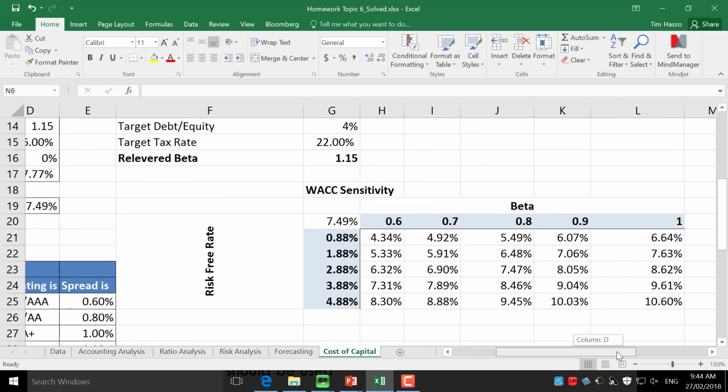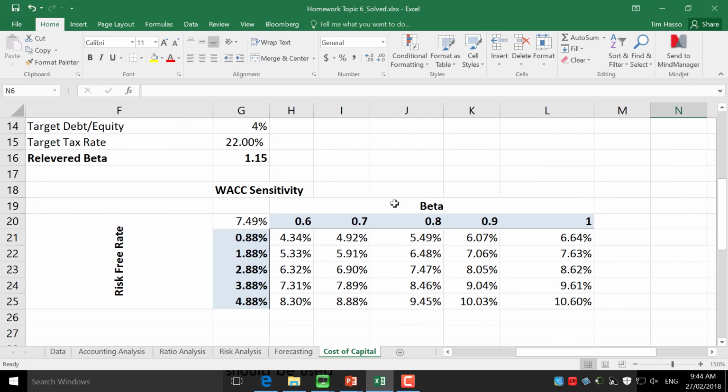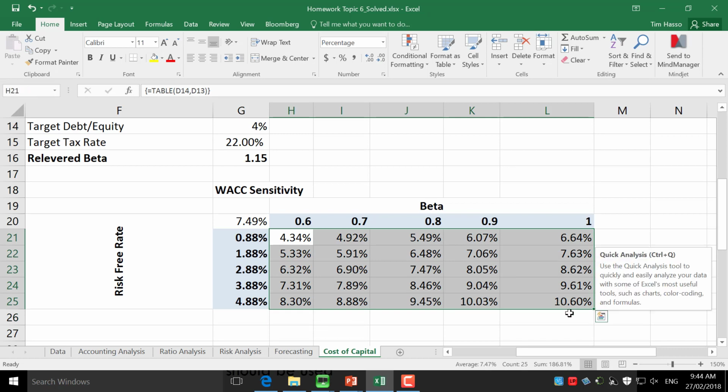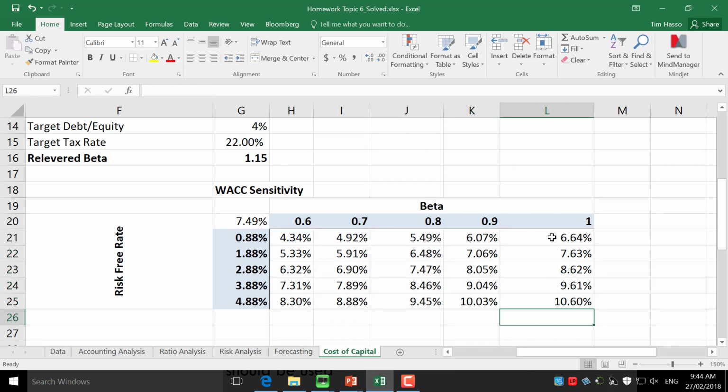Here at the very end, I did a WACC sensitivity. These numbers are the weighted average cost of capital numbers, and this is a sensitivity table. If the risk-free rate was 4.88% and the beta was 0.6, this is what the WACC would be. If it instead was 0.88%, which is kind of what it is right now, and the beta was 0.6, this is what it would be.